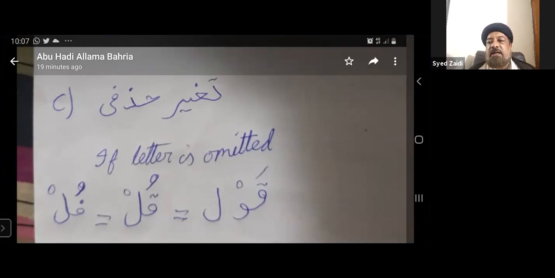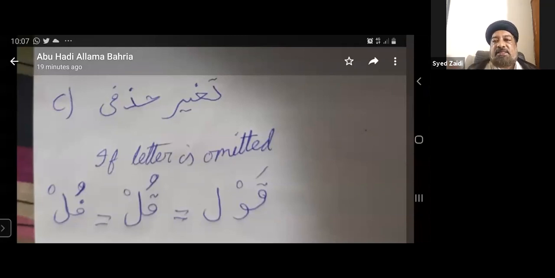Now you see in qawl, you see a waw there, right? But the waw is omitted over a period of time. The waw was omitted, and once you see this omission, what do you do? You do the omission also on the word scale. Therefore, qul is equal to ful, not fa'ul, right?